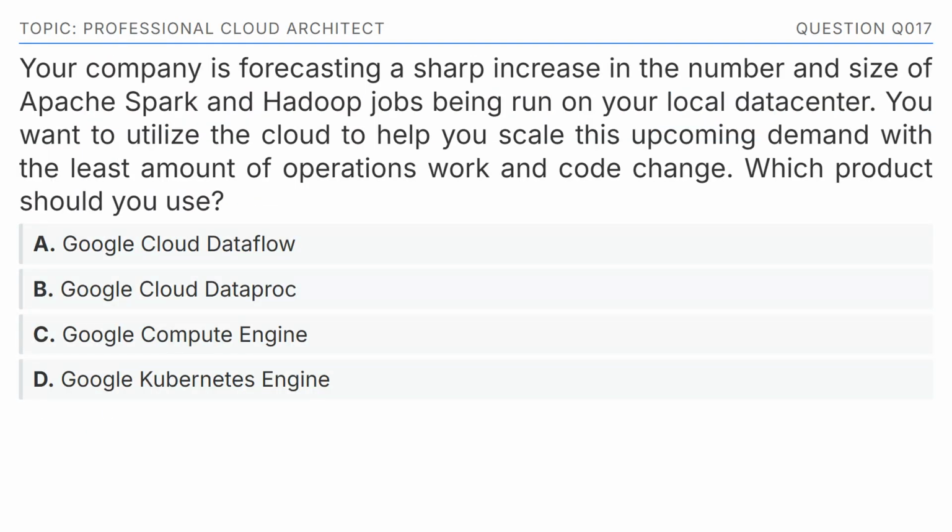Your company is forecasting a sharp increase in the number and size of Apache Spark and Hadoop jobs being run on your local data center. You want to utilize the cloud to help you scale this upcoming demand with the least amount of operations work and code change. Which product should you use? The options are: Option A, Google Cloud Dataflow. Option B, Google Cloud Dataproc. Option C, Google Compute Engine. Option D, Google Kubernetes Engine.